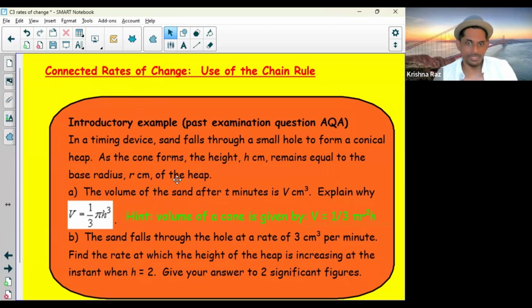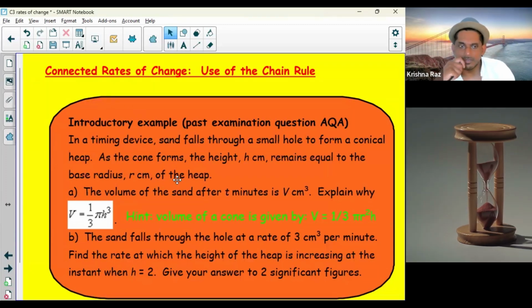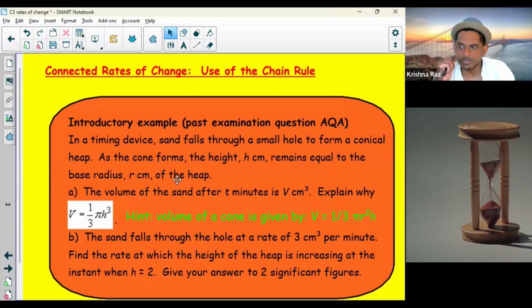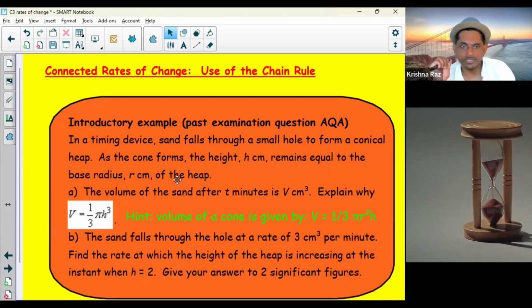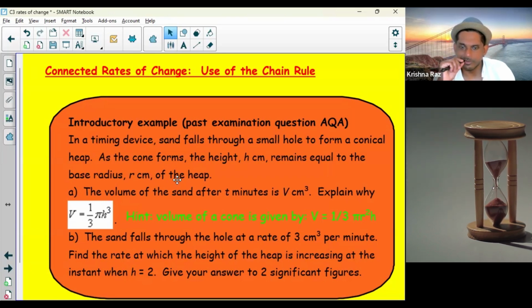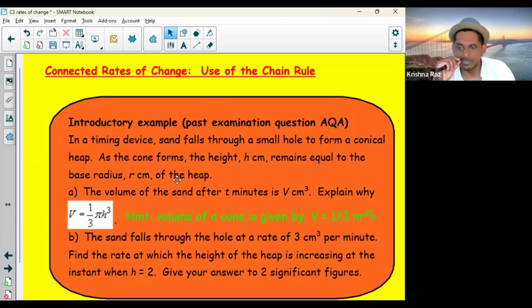So here, a timing device: in the timing device, sand falls through a small hole to form a conical heap. As the cone forms, the height h remains equal to the base radius of the heap. The volume of the sand is V cm cubed. Explain why V equals a third pi h cubed.